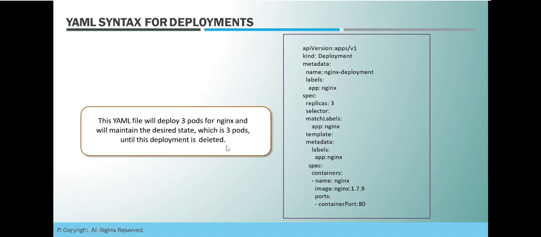If you want to uninstall this deployment, and you don't want those pods to be running anymore, you can simply run kubectl delete and then the deployment name. This way the deployment will be deleted and the pods will be removed.